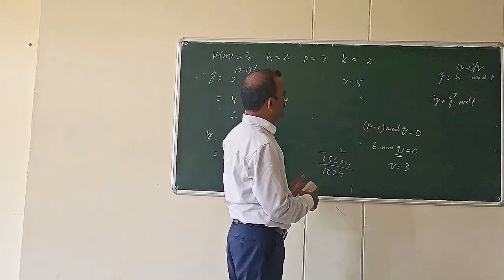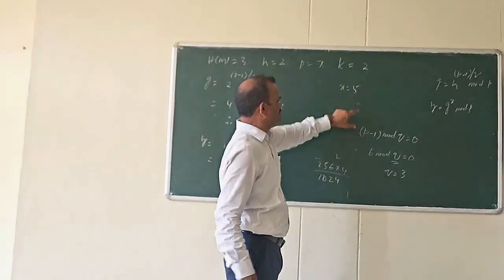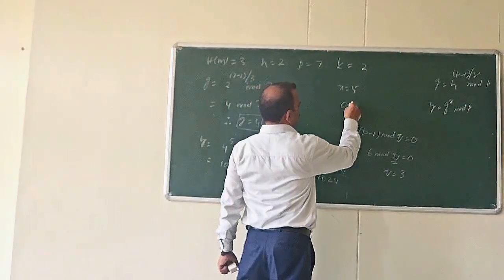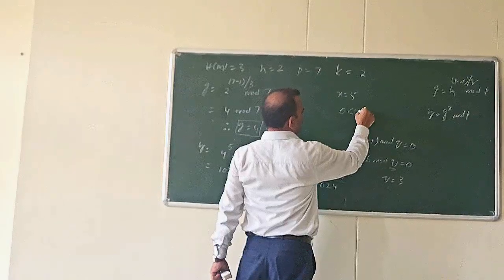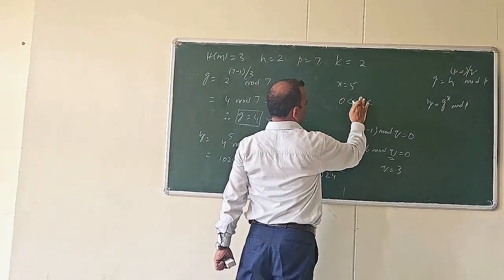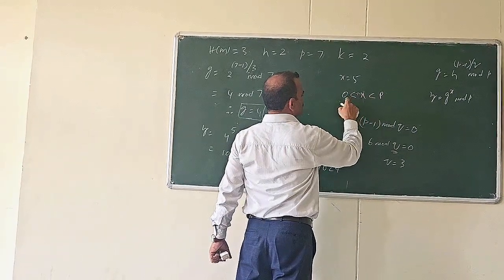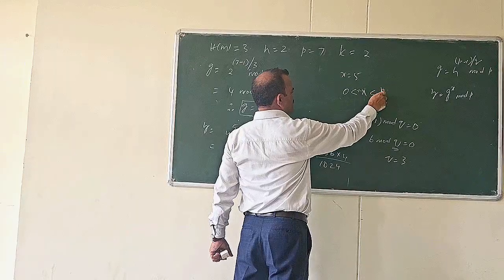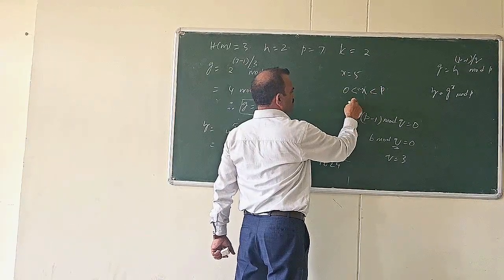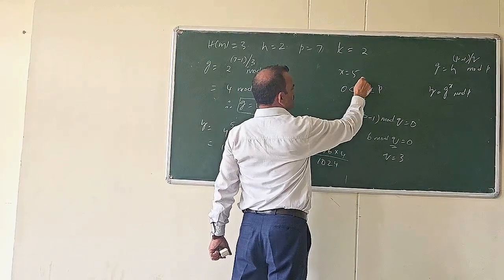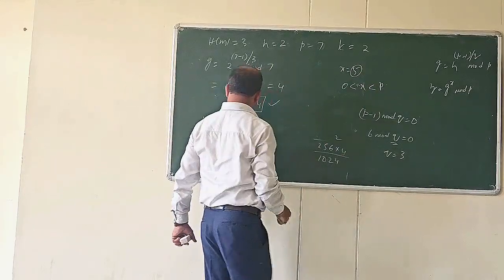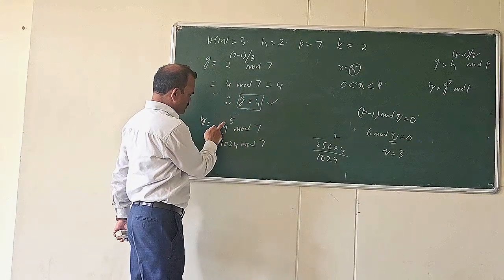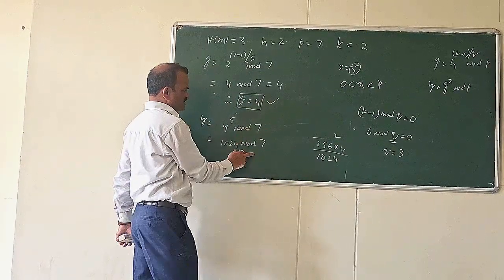So the x value lies between 0 and q, so 0 is less than x is less than q. The prime number p is 7. Here we consider x as 5, right? 4 power 5 is 1024 mod 7.